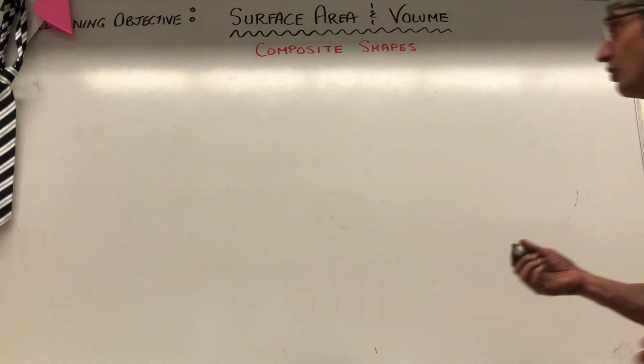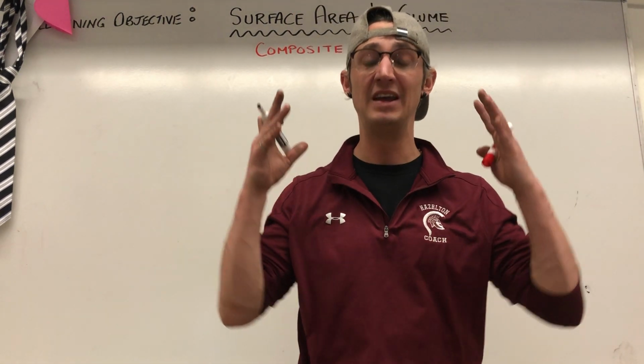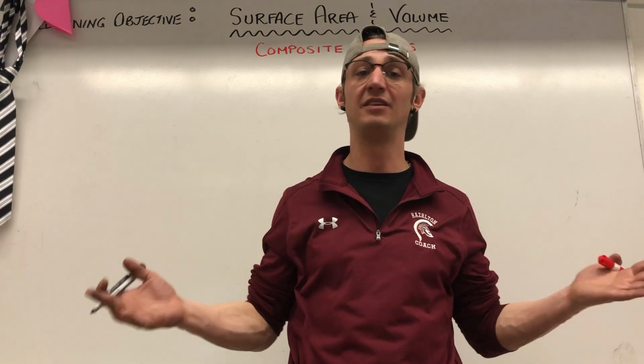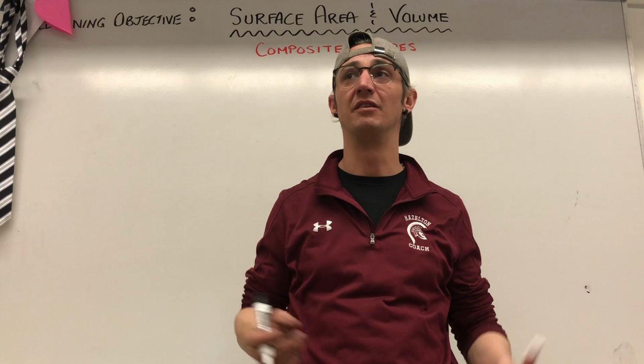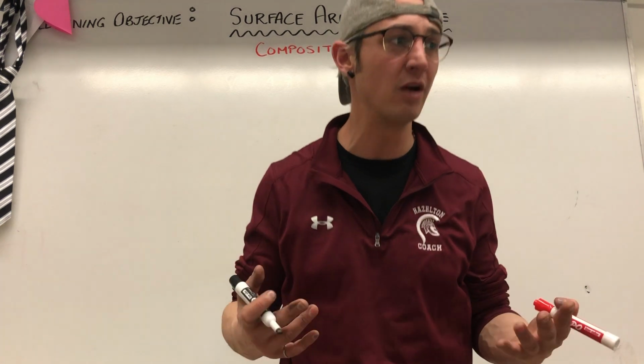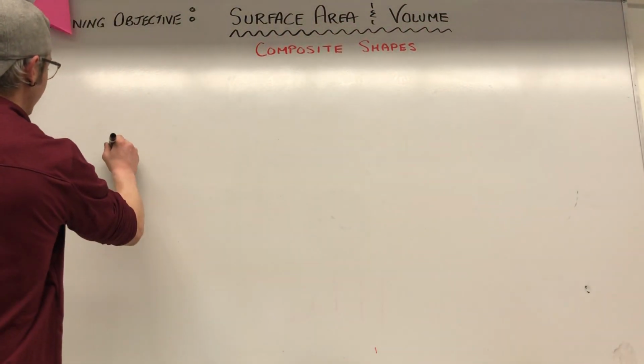Okay, we are talking about composite shapes. These are just shapes that are combinations of multiple shapes. If you can understand how to work with the individual shapes, this stuff is a breeze. It really is. There's a couple little small things that you have to be aware of, but it's not bad. So here's some examples of some composite shapes.